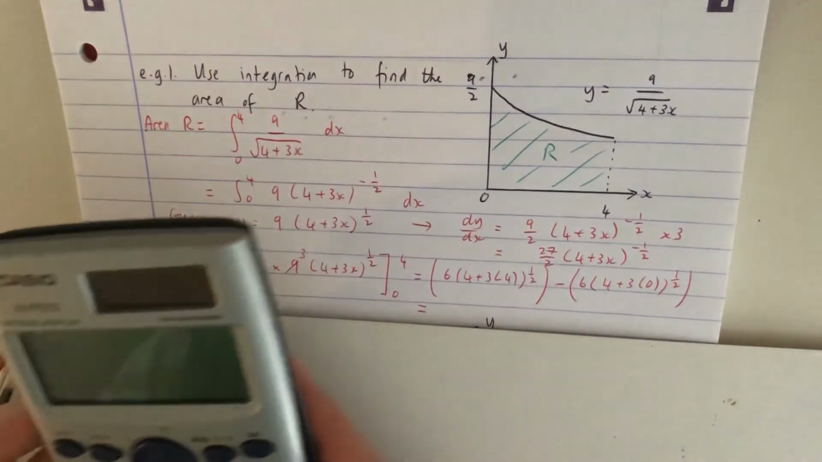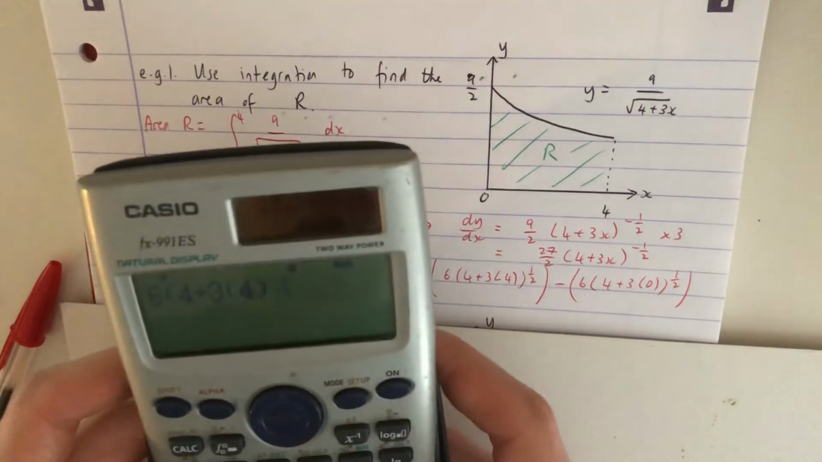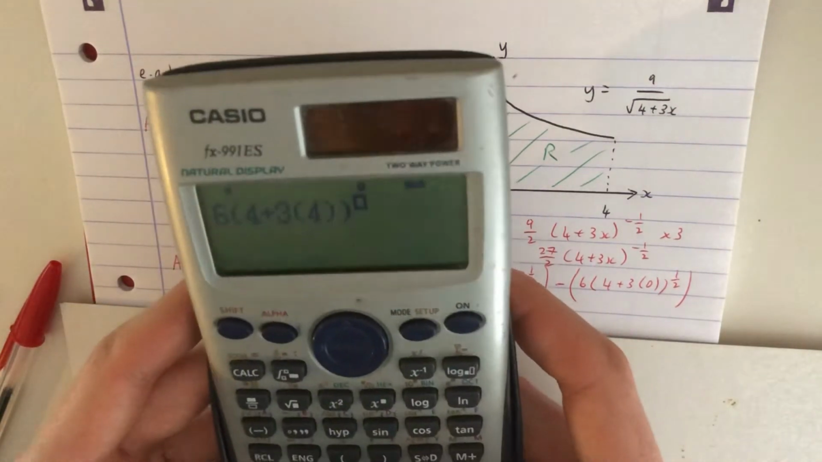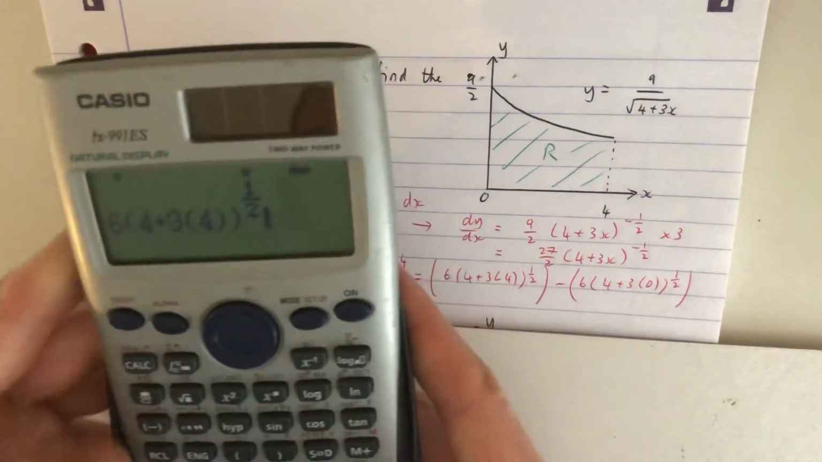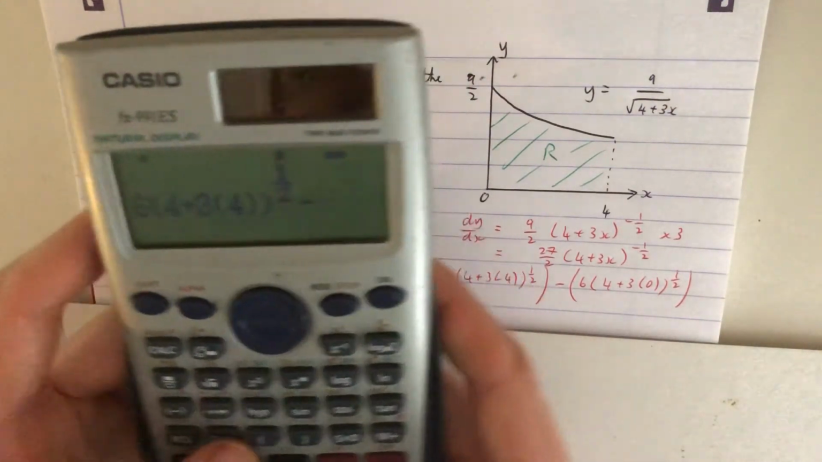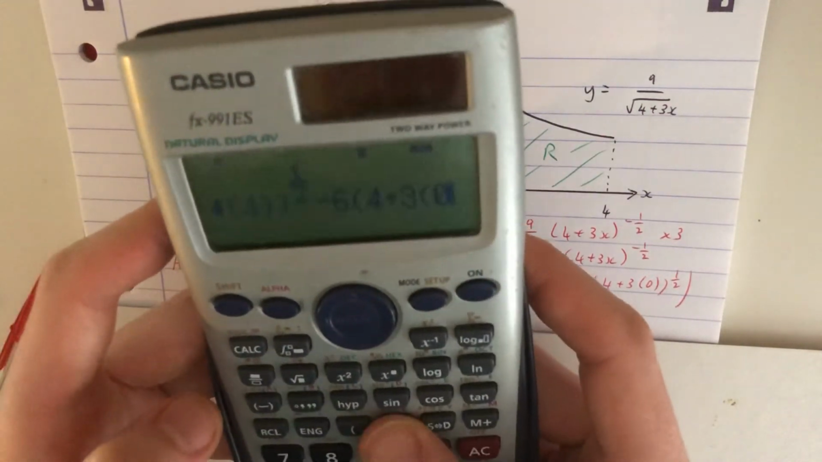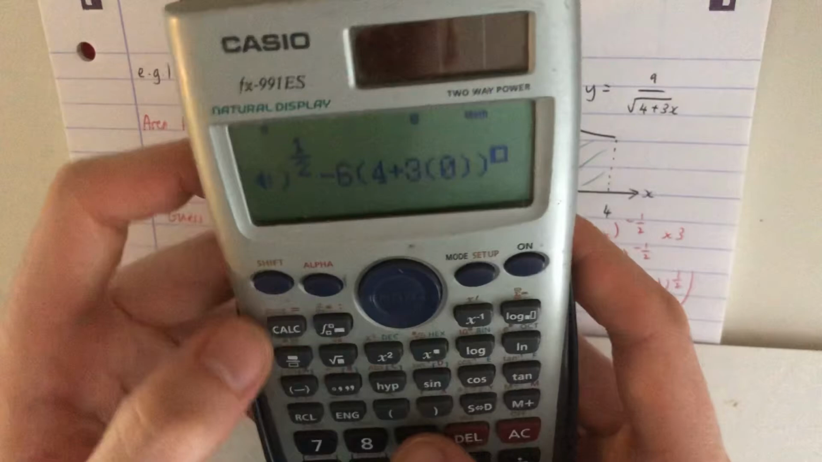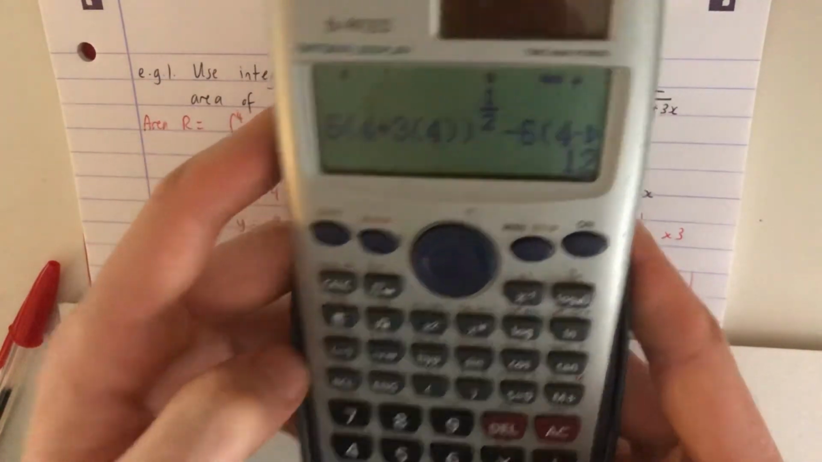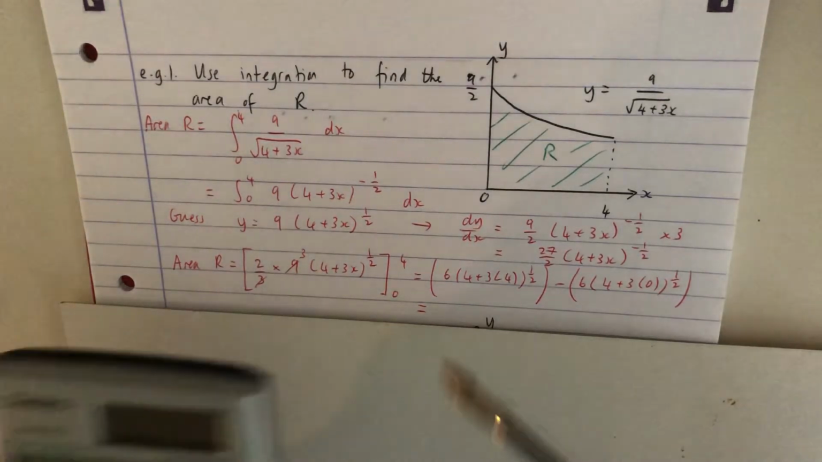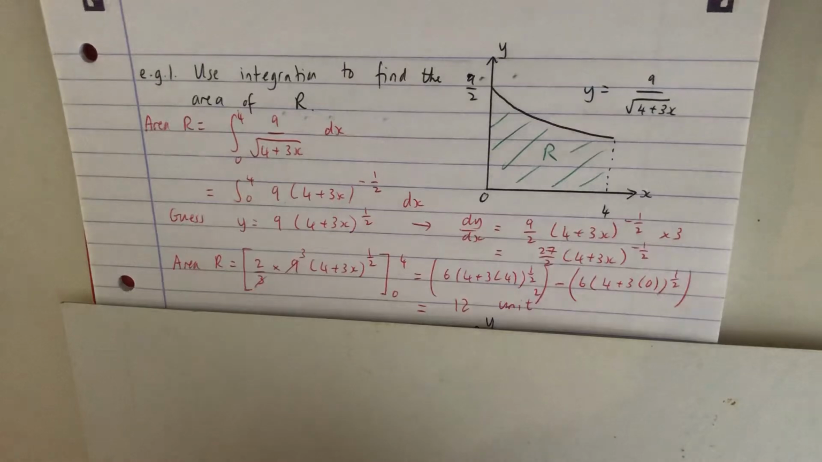So 6 brackets 4 plus 3 to the power of a half. Subtract 6 brackets 0 plus 3 to the power of a half. Going to give me 12. Because it's an area, I might write unit squared. And that would be it.